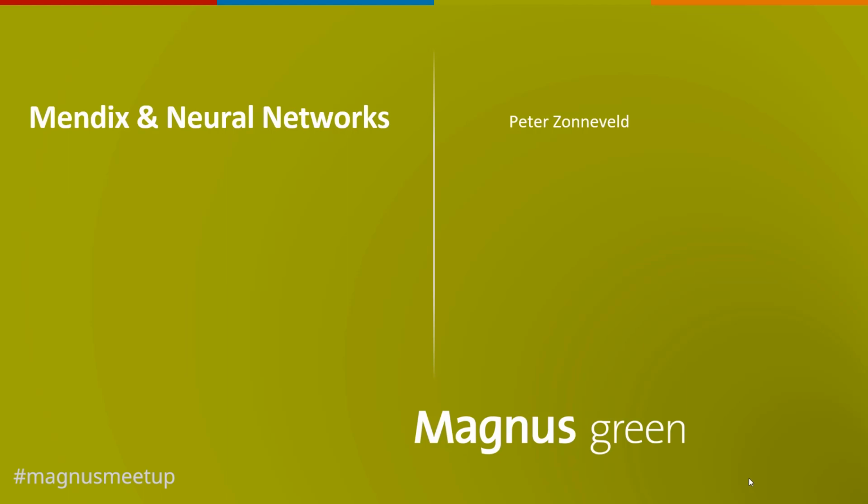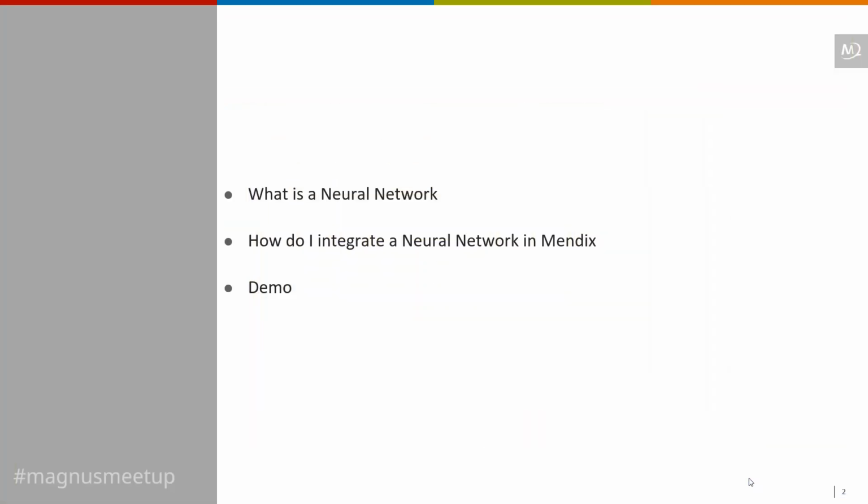I'm going to talk a little bit about Mendix and neural networks. So first I'm going to tell you a little bit about what exactly a neural network is, and then I'm going to tell you how we integrated it within Mendix in multiple ways, and give you a short demonstration about the app that we built.